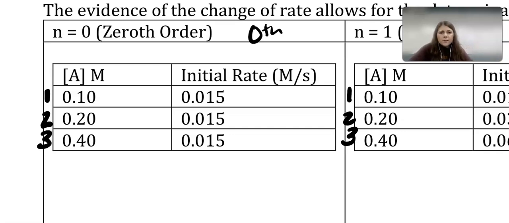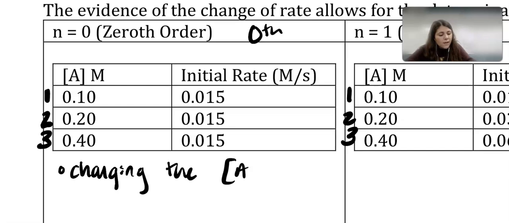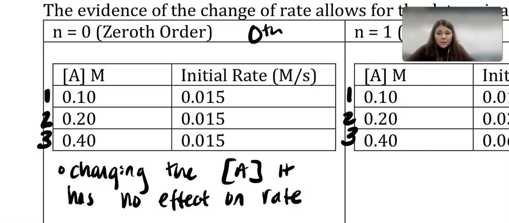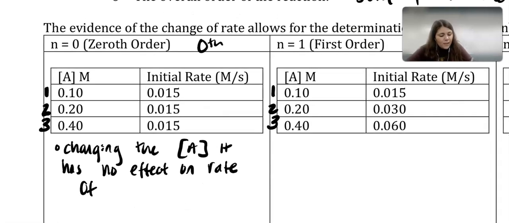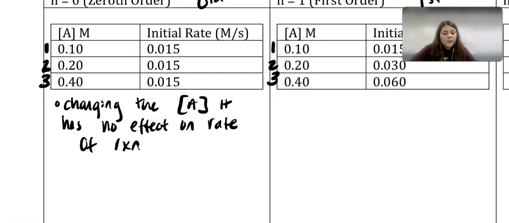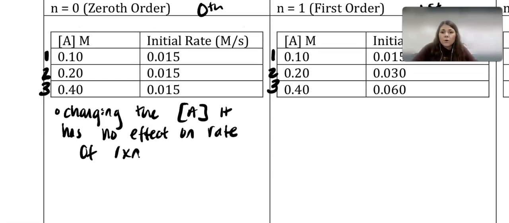So you will notice if I have a reaction where I only have one reactant, and it's A. Here, when I change the concentration of A, how does it affect the rate? Here, it has no effect on rate, okay? Has no effect on the rate of the reaction. We would consider this a 0th order for that reactant.